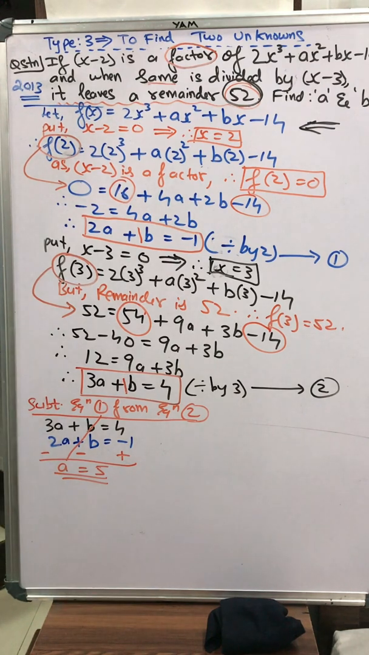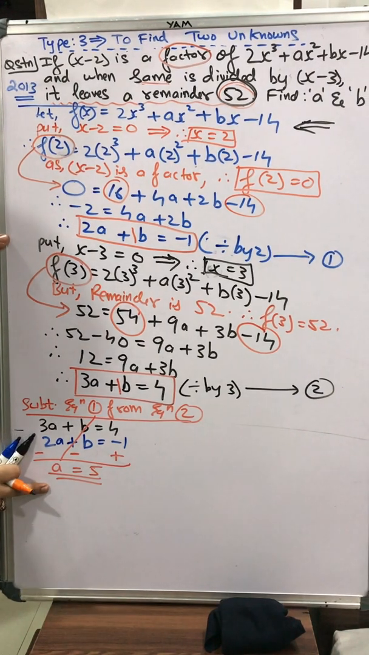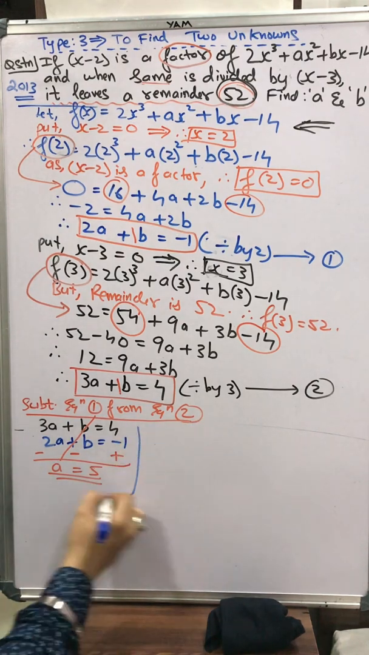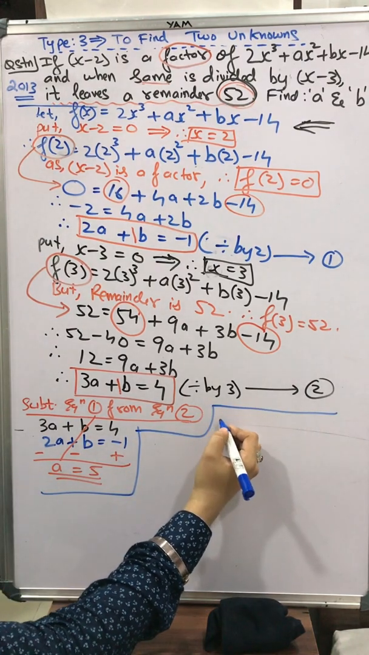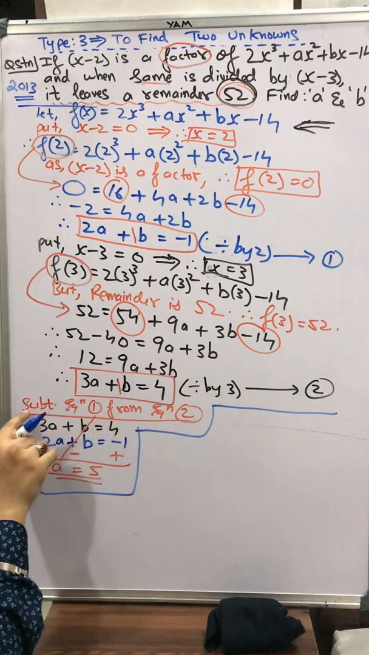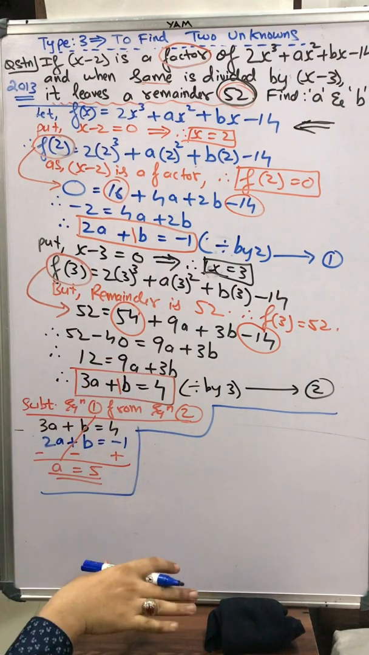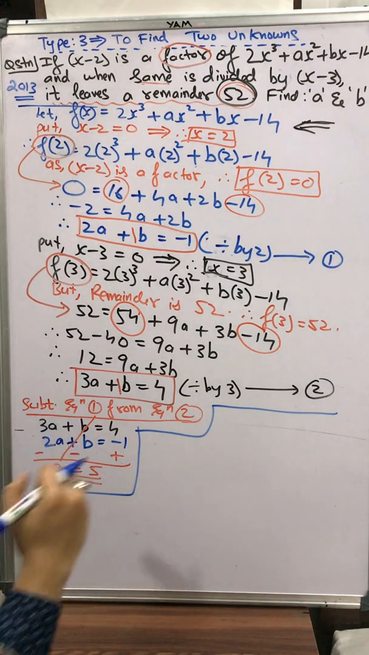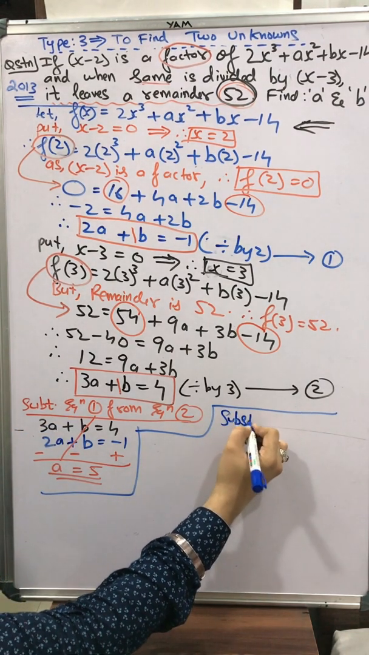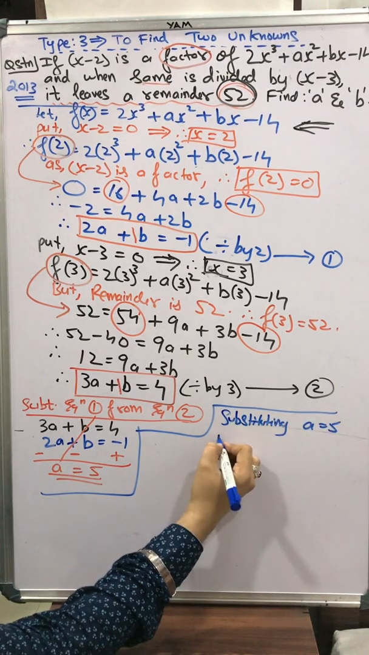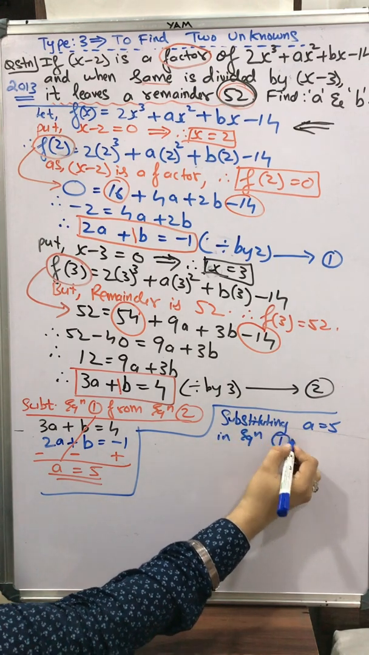Now I need to substitute this value of a either in equation 1 or in equation 2. It's your choice. I'll substitute this value of a in equation 1. This was subtracting, now I'm doing substituting. I don't have place, that's why I'm going on the right hand side. You just have to do one below another. Presentation matters, you should leave a line between every step. Substituting a as 5 in equation 1. You can do it in 2 also.